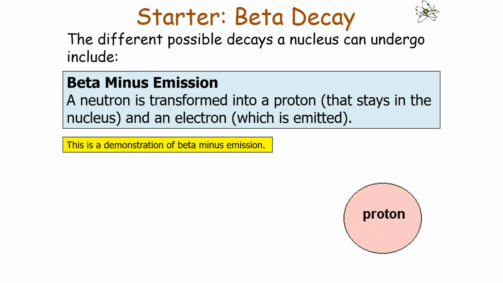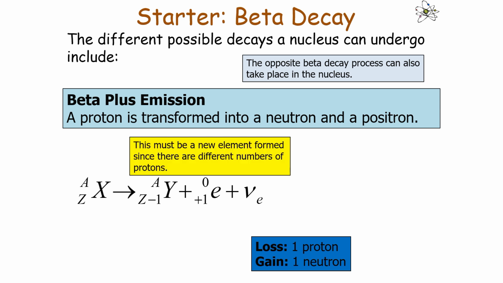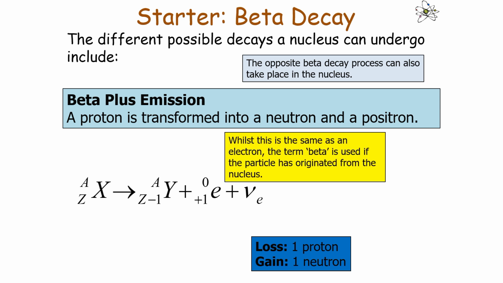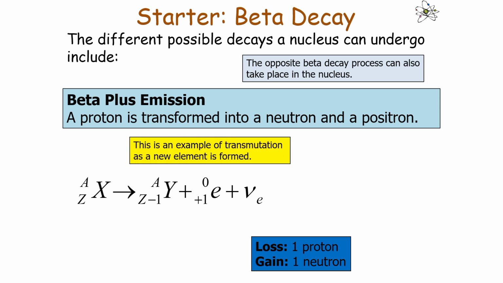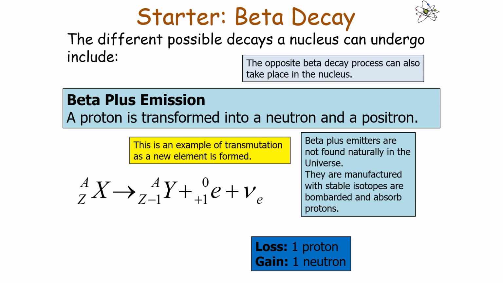Now, beta plus emission is when a proton is transformed into a neutron and a positron along with a neutrino. So the opposite beta decay process occurs to beta minus decay. Now, again, a new element must be formed since we've got a new number of protons in our parent nucleus, and the term beta is used because this particle originates from the nucleus. So this is another example of transmutation, but in this case the element formed is found 1 place lower on the periodic table compared to the parent nucleus. Now, beta plus emitters are not found naturally in the universe. They can only be manufactured with stable isotopes being bombarded and absorbing protons.